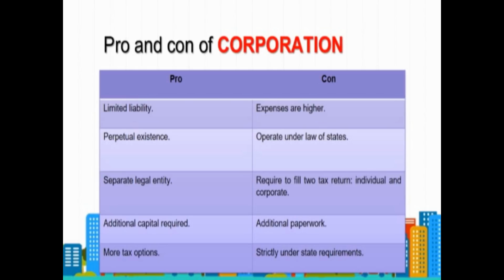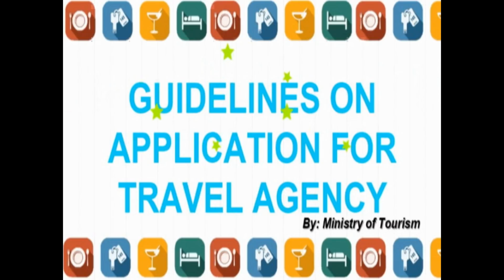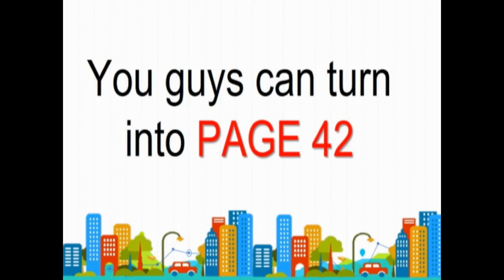Okay, so this one kita akan move to government rules for getting approval. Okay, the third subtopic. Okay, so the first one, kalau boleh tengok, guideline on application for travel agency by Ministry of Tourism. So you guys can basically turn into page 42 and you guys can read by your own what kind of, kita kata, guideline for new travel agency to apply. Boleh? Okay, so saya tak nak terang panjang-panjang.